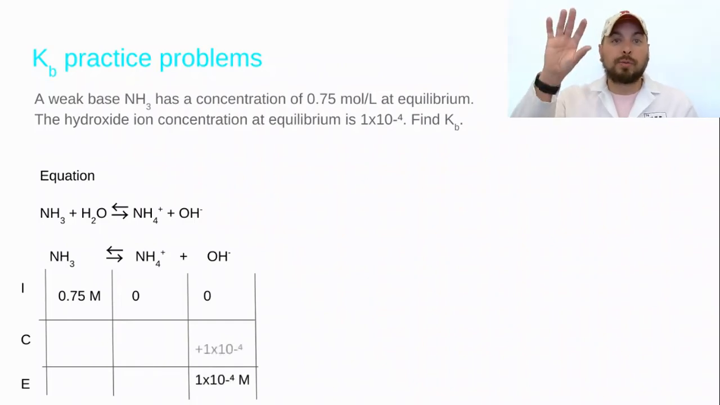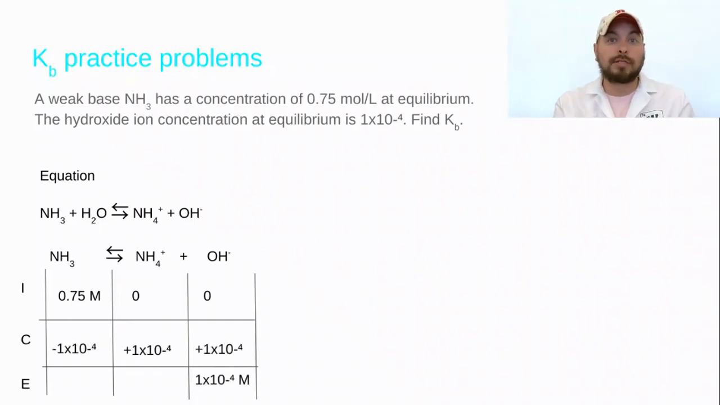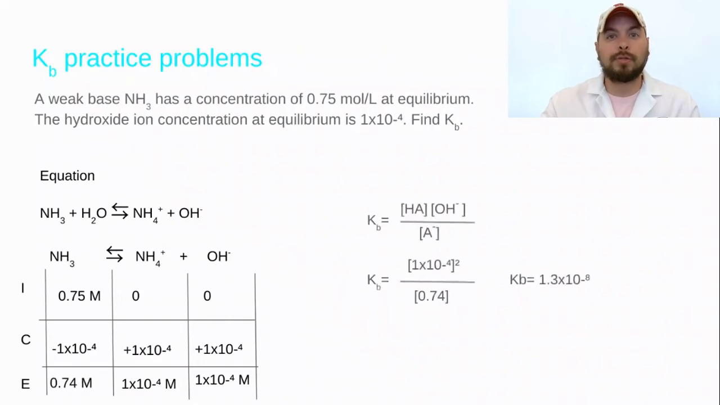Remember, when NH3 hydrolyzes water, it creates 1 NH4 plus and 1 OH minus. So those are in a 1-to-1 ratio in this situation. We solve for those values, we plug them into the Kb expression, and we end up with a Kb equal to 1.3 times 10 to the negative eighth. So that's the Kb for this ammonia, given the concentrations that I have in front of me.